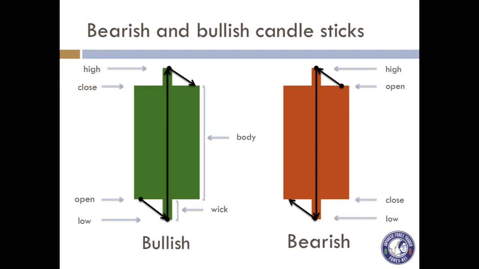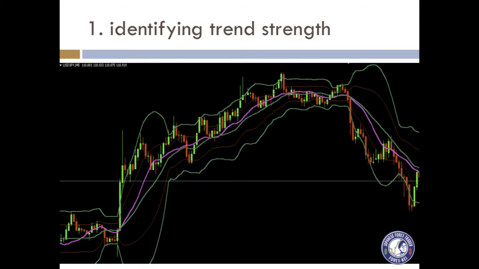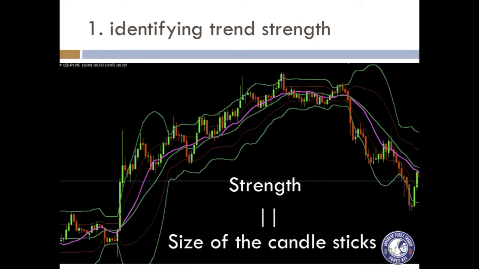When you see the candlesticks on your real-time chart, what are you able to understand about the market? Well, basically there are three things you can learn. First of all, you are able to recognize the strength of the trend in the market. How can you identify it from candlesticks? Well, you can simply tell from the size of the candlesticks. For example, look at this chart.